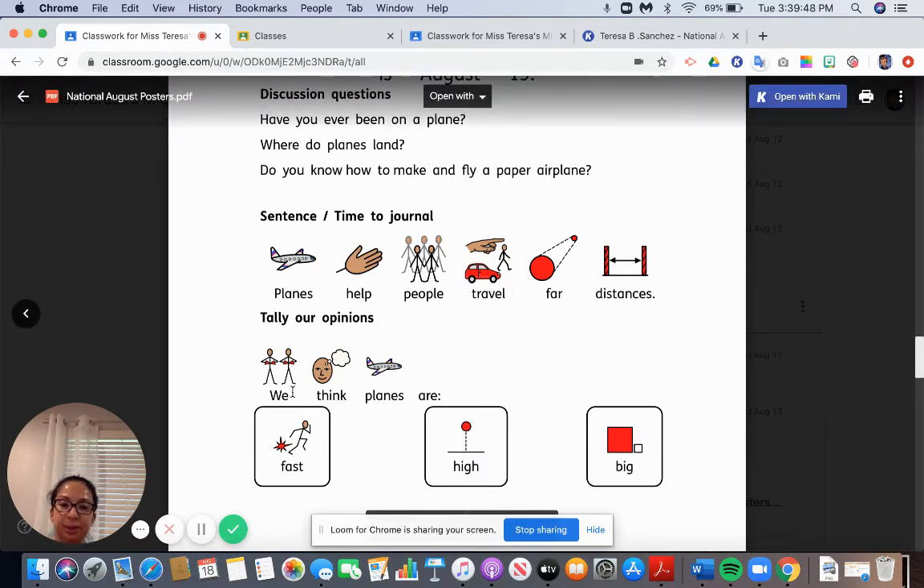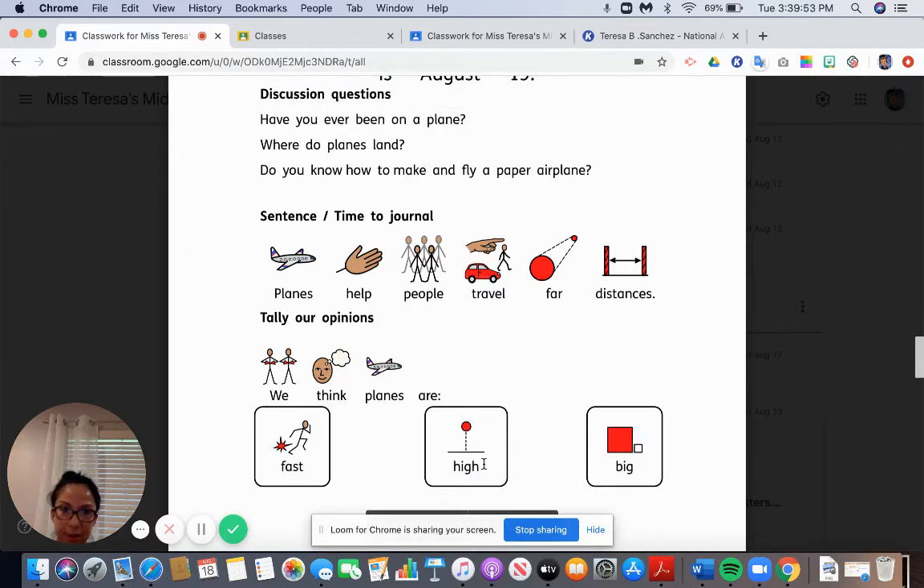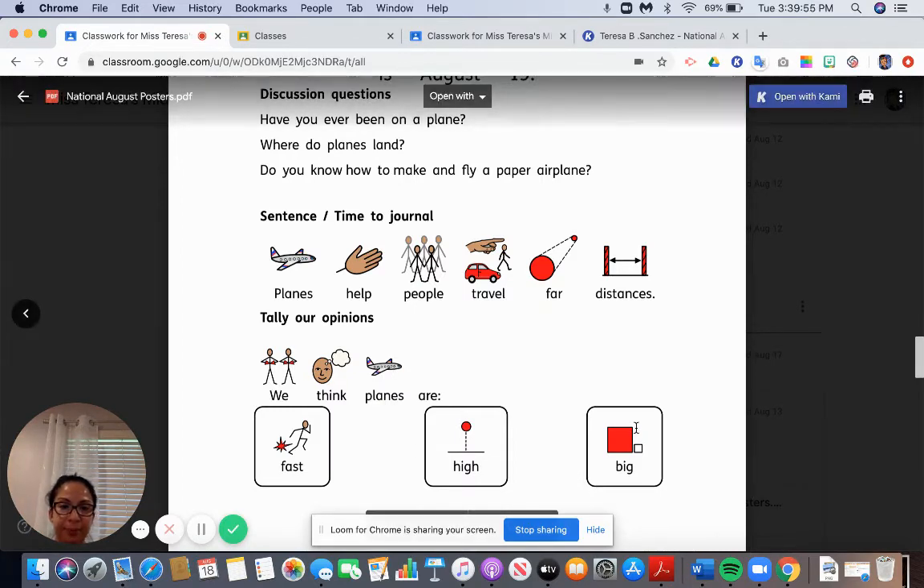Okay, so what do we think about planes? Are they fast? Are they high? Or are they big? Or all three? I say all three. They are fast, they are high, and they are big. Okay, so now we can write.